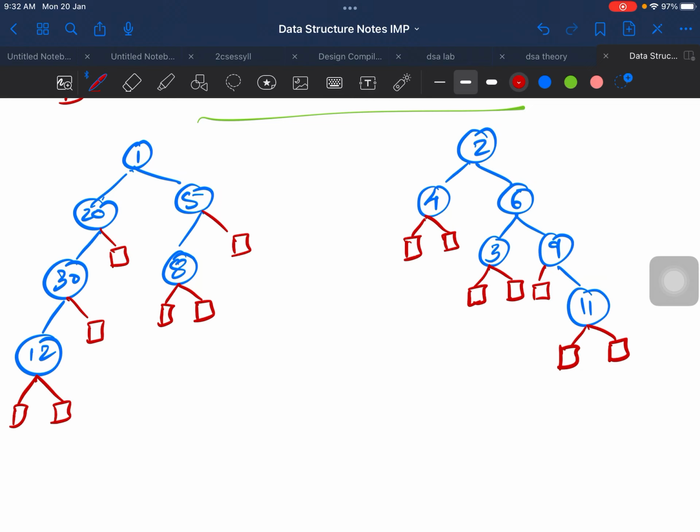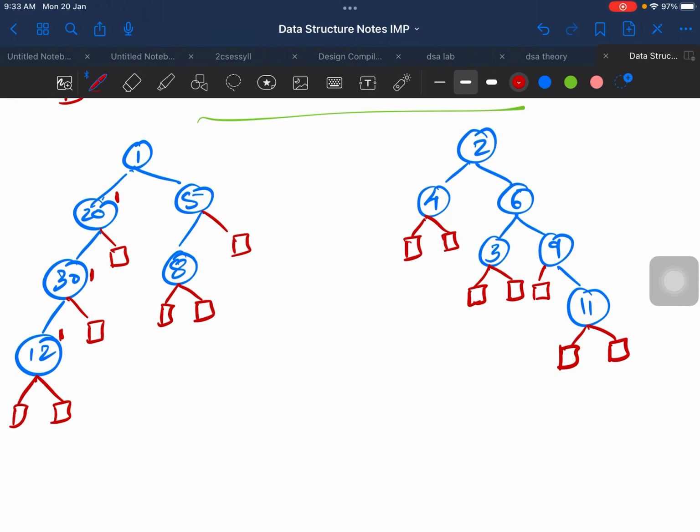So first of all, we have to calculate the S values of this tree. Okay, so 12 has S value 1. Why 1? Because the distance from the external node is 1. Similarly, for 30, the distance from the external node is 1. Okay, see, 30 has one child and one external node. That's why the distance is 1. Then 20, again the distance is 1. Why? Because 20 has one child, 30, and the other child is an external node. So the distance from the external node is 1.